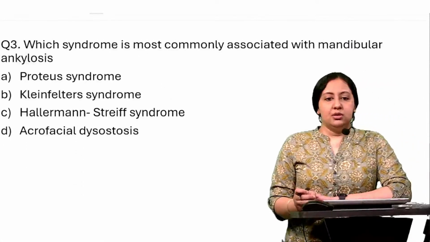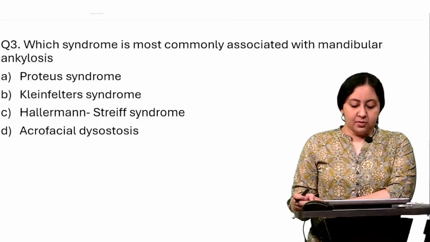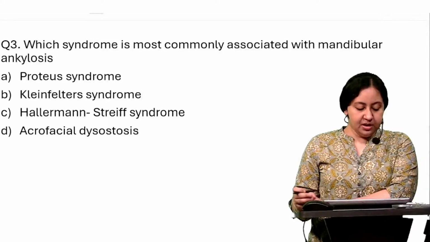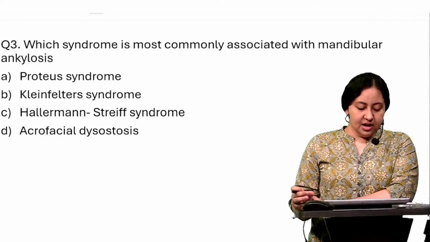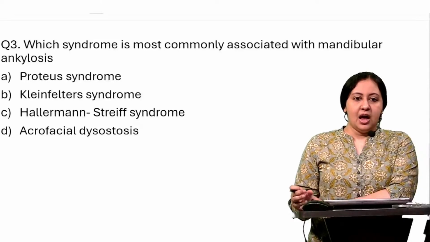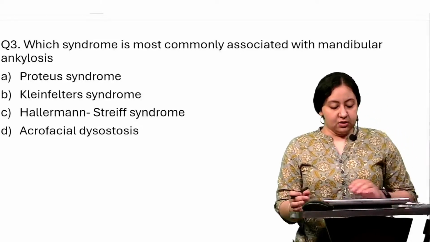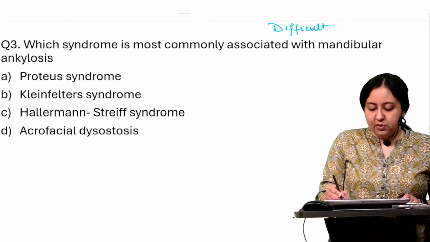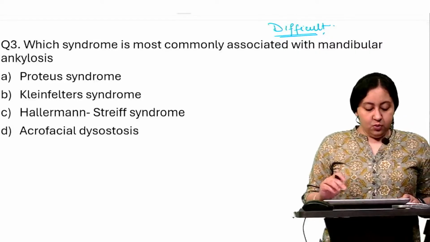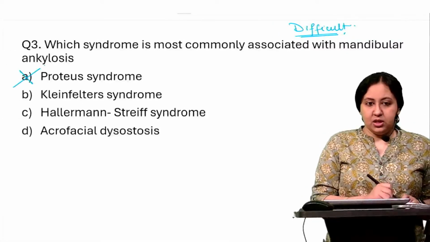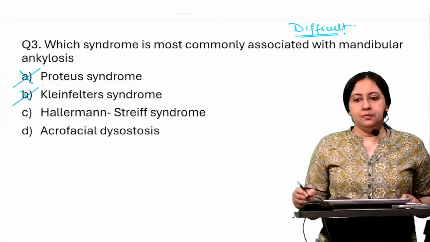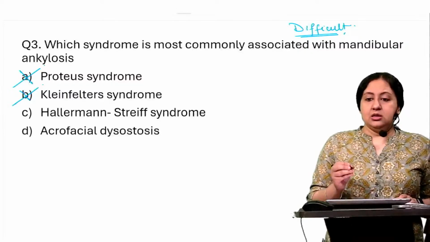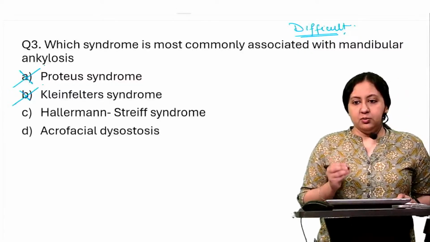Coming to the next question, which syndrome is most commonly associated with mandibular ankylosis? Option A, Proteus syndrome; B, Klinefelter syndrome; C, Hallermann-Streiff syndrome; and D, acrofacial dysostosis. Now this is a difficult question, and also not a straightforward one. I'll tell you, it is definitely not seen in Proteus, it is definitely not seen in Klinefelters. Okay, now there is confusion between option C and option D.